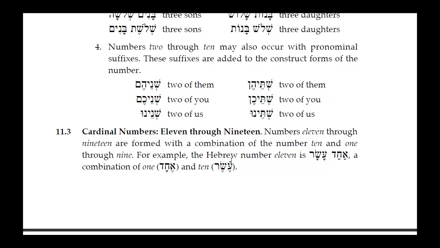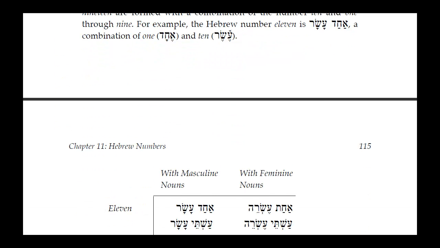Now also in 11.3 we have what they call cardinal numbers, which are 11 through 19, formed with a combination of the number 10 and 1 through 9. So basically you're going to go from 11 through 19 here. So you have Echad, which is 1, also 1 of 10. So the combination basically here is Echad and Asar. This is the construct with the absolute here. 1 of 10 is literally what it says right there, which is 11.